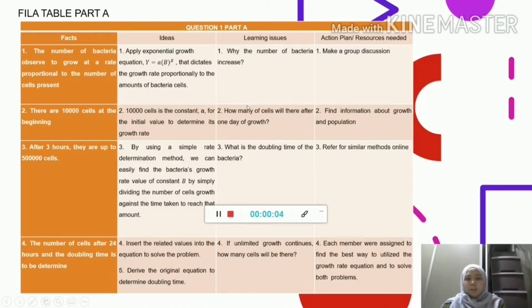My name is Ainatul Fasha binti Ahmad. I will continue to the filler table part A and filler table part B. I will explain the learning issue and action plan.